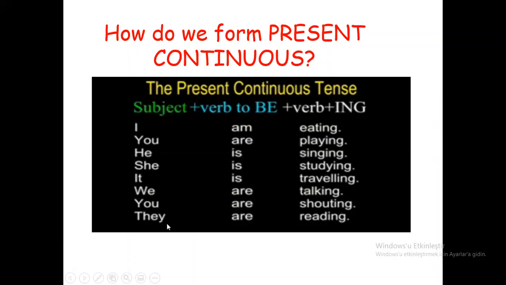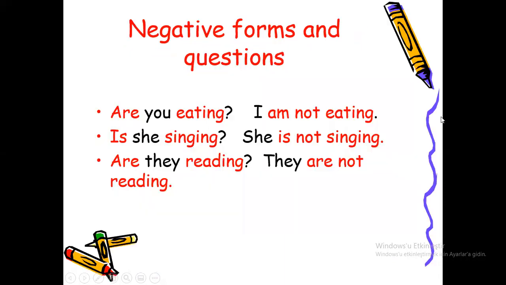We use subject and then verb to be and then verb plus ing. When you see to be, am/is/are, and ing, you will remember present continuous tense. Like I am eating. We use subject and then to be and then ing to the end of the word. Negative forms and questions of present continuous.